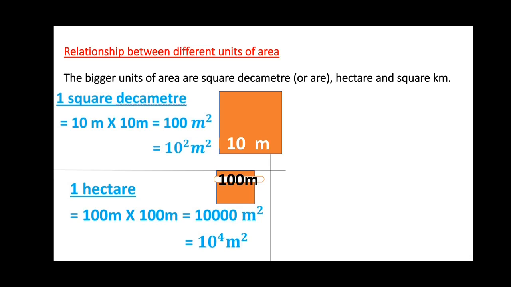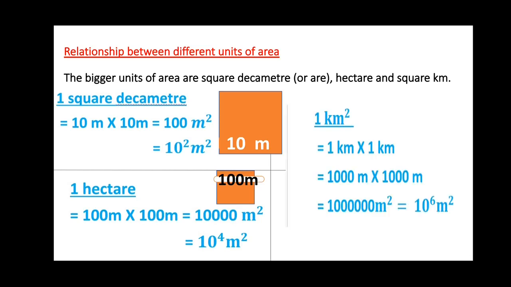Next one is conversion of 1 kilometer square to meter square. Kilo means 1000 times. That means a square is having each side of 1000 meter. We can write 1 kilometer square as 1 kilometer into 1 kilometer. Substituting 1 kilometer is equal to 1000 meter, we will get 1 kilometer square is equal to 1000 meter into 1000 meter. That is equal to 10 lakh meter square, which has a value of 10 to the power of 6 meter square.